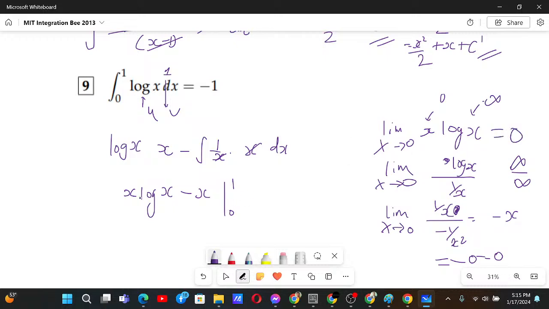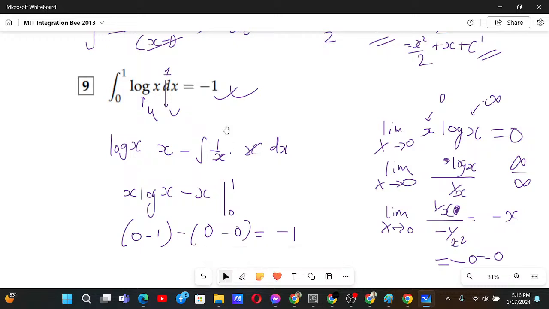And we will need that. First of all, 1 log 1 is just 0, minus 1, minus 0 log 0. We found that to be 0, minus 1. The answer is actually minus 1. That's the answer. It's better if I directly come with the answer, I guess, because I felt it easier just now.